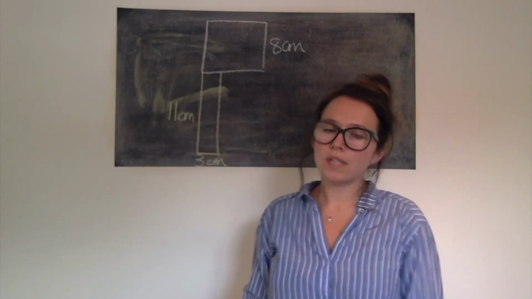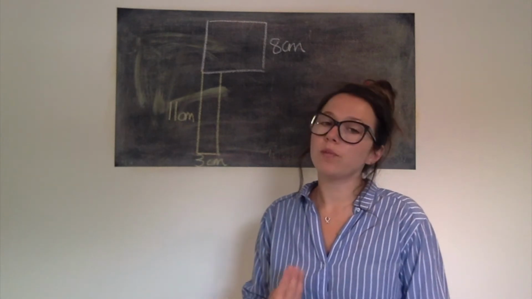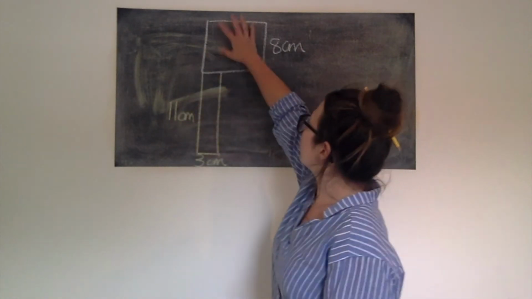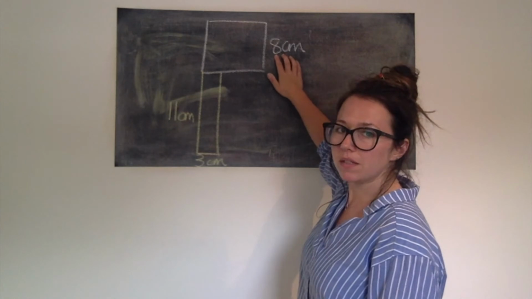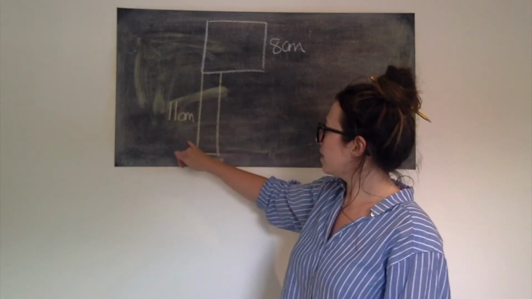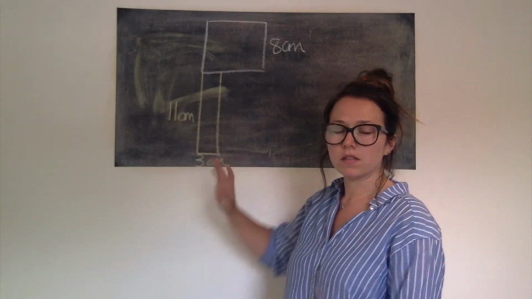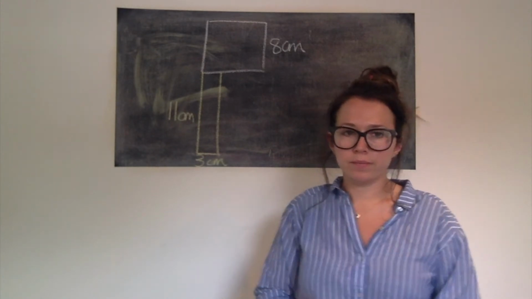Now I want you to pause and have a go at this compound shape straight away. So it's made up of a square, one side 8 centimetres, and then this rectangle 11 centimetres by 3 centimetres. So I want the area and the perimeter.